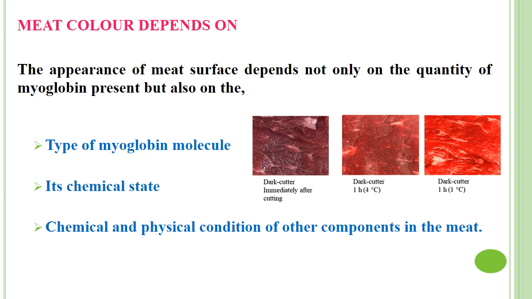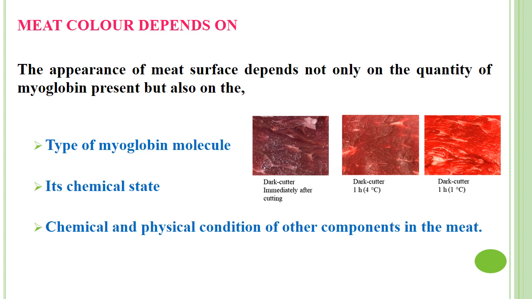Now here we will understand how color varies, or what the color depends on. The appearance of meat surface depends not only on the quantity of myoglobin present but also on other factors. Of course, the quantity of myoglobin is one of the most important, and the other factors are the type of myoglobin molecule, its chemical state, which will vary depending on the situation or atmosphere, which we are going to discuss in detail, and the chemical and physical condition of the other components of the meat.